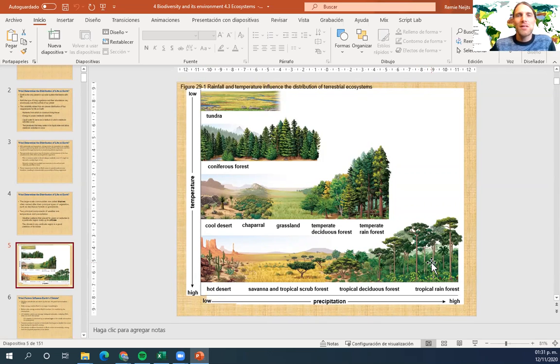Let's talk about Saltillo. Think about Saltillo. Where would we be? Hot desert. No, Saltillo is not a hot desert. Wouldn't it be a cool desert? Yeah, it's between hot and cool desert. In fact, it's in between both of these, and it still has some precipitation. So that's why it would be at the cross section of those four.